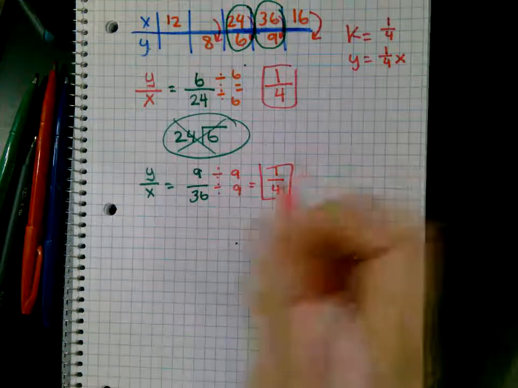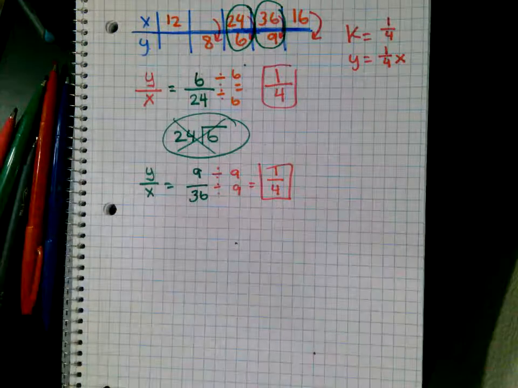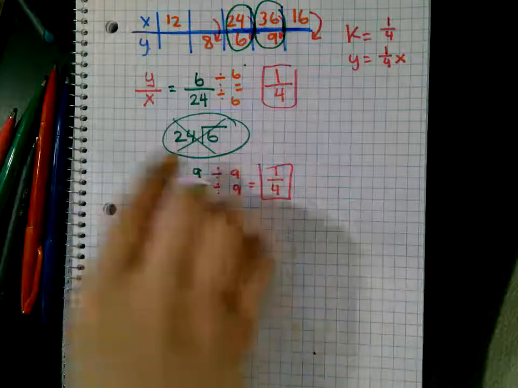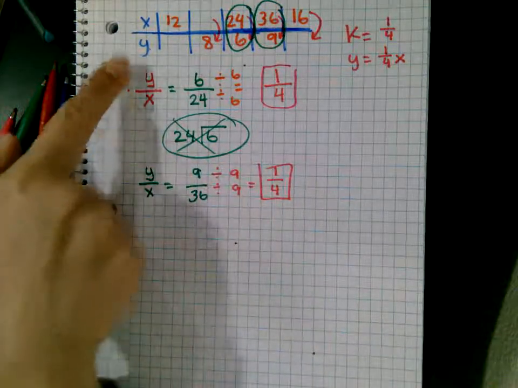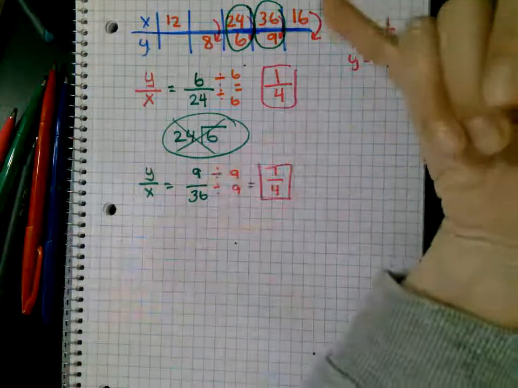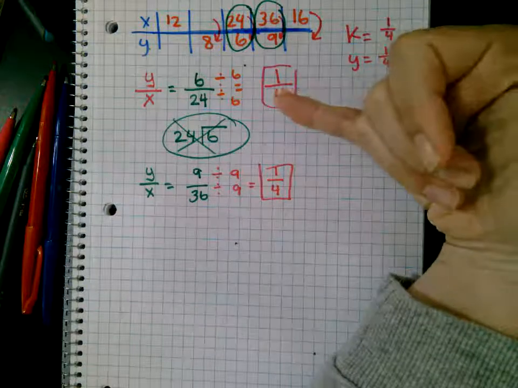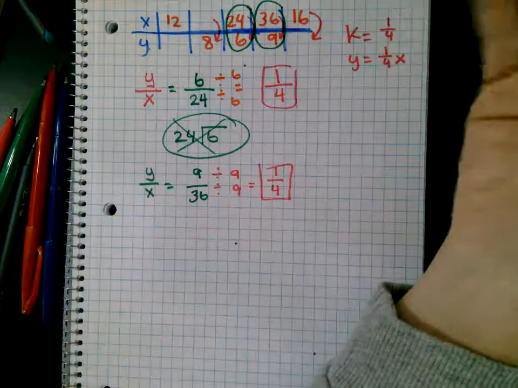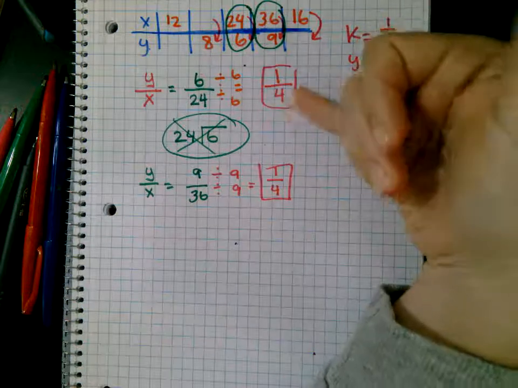Okay? This is why we do Y over X. Because sometimes your constant of proportionality is a fraction. And I know your brain's first reaction is to say 4, but in reality, it's not 4, it's 1/4.